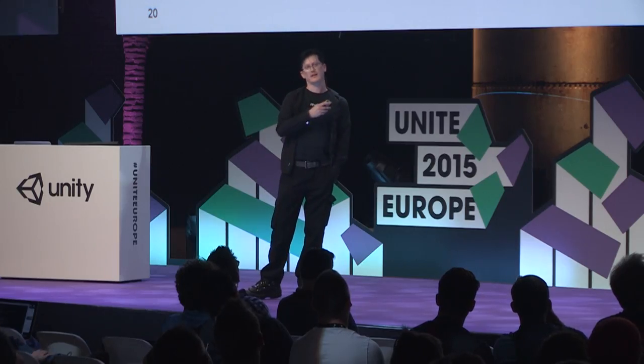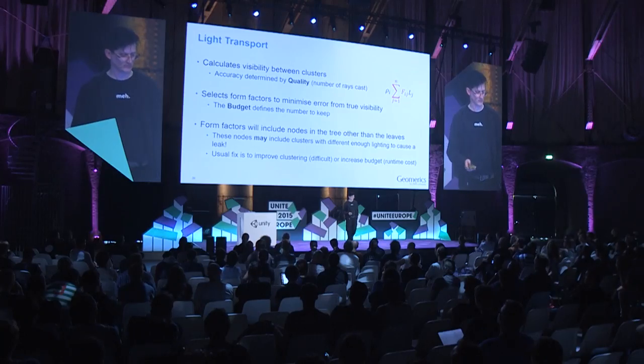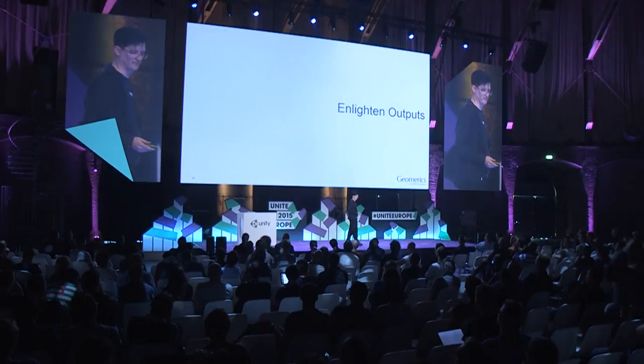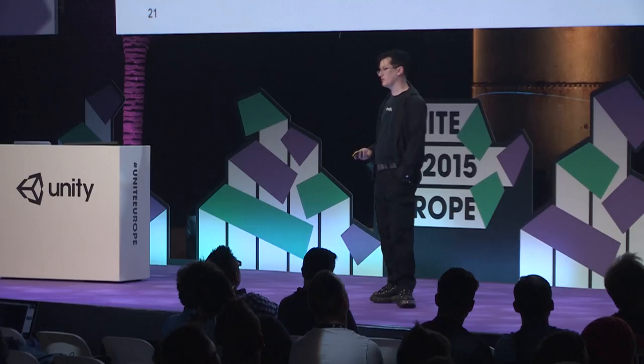thing we do is take a cut through the world and decide which ones are the most important and which ones we're going to keep. And that budget ties directly into the memory footprint of your final title, how many entries need to be added up, and therefore how long it takes. So that's how the data is created and then generated and used.